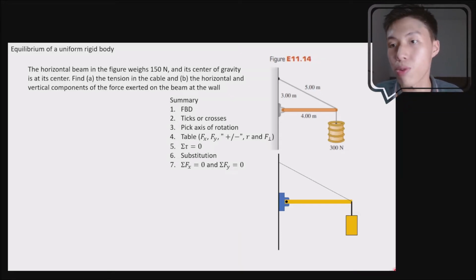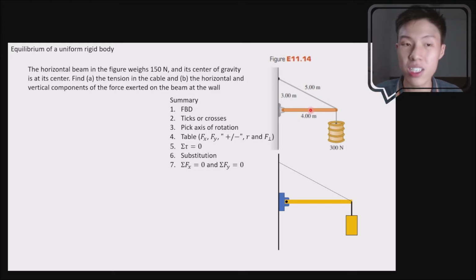Let's try to solve this problem here. There's a horizontal beam in this figure and it weighs 150 Newton. This beam has a weight of 150 Newton and its center of gravity is at its center. If you see a center of gravity at the center, most probably the beam has an evenly distributed mass.